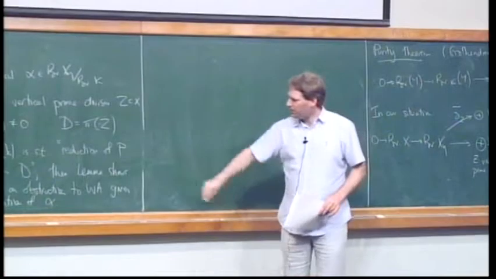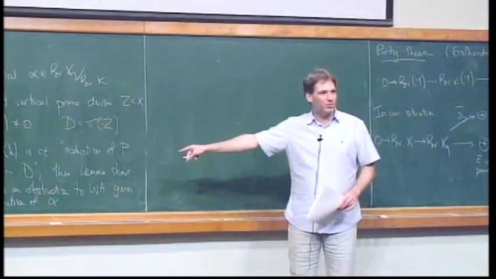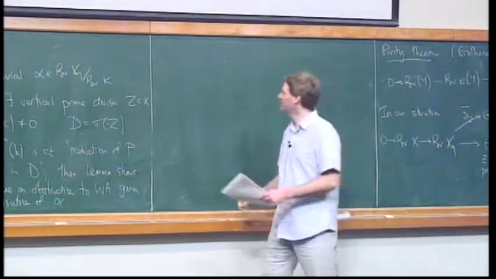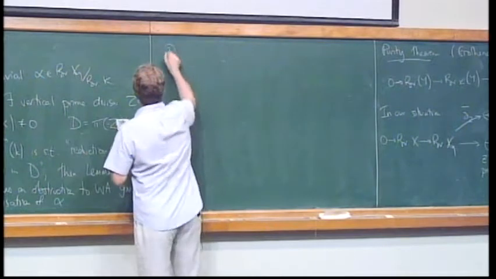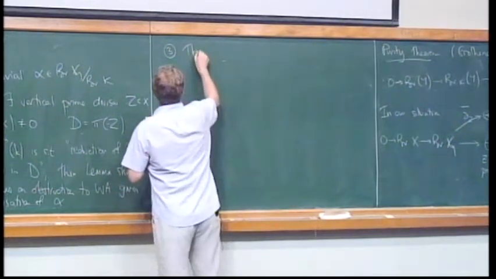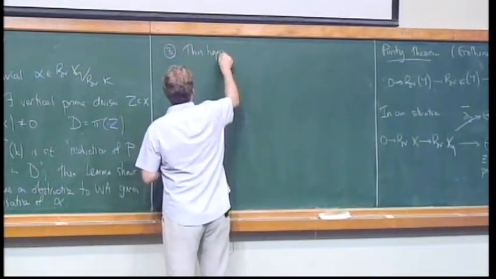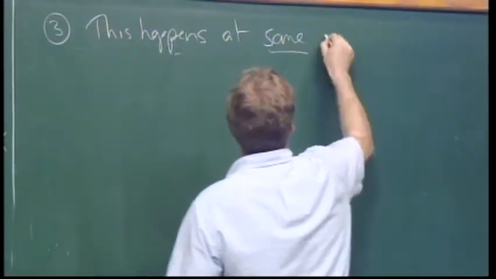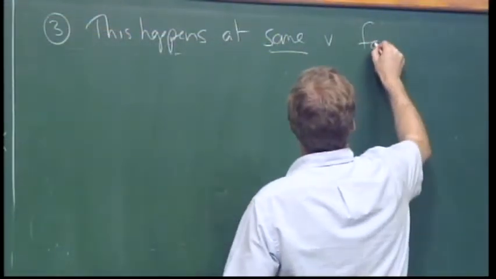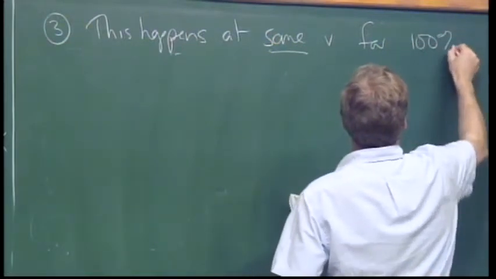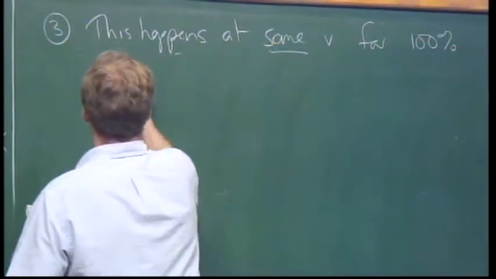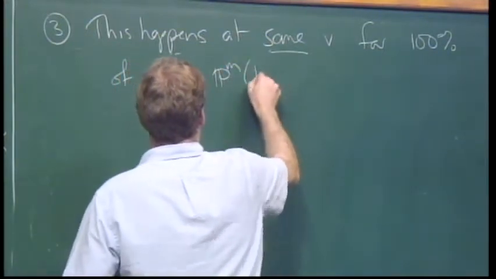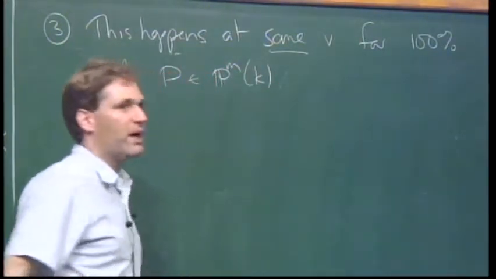Then the final step is to say that actually 100% of the points have this property for some v. So this happens at some v for 100% of points in P^M(K).